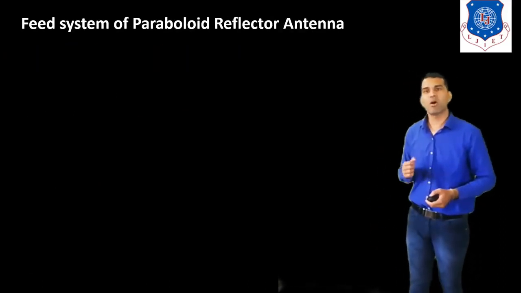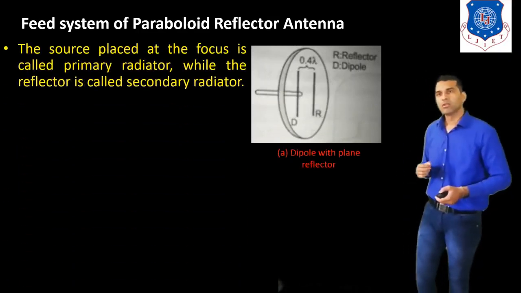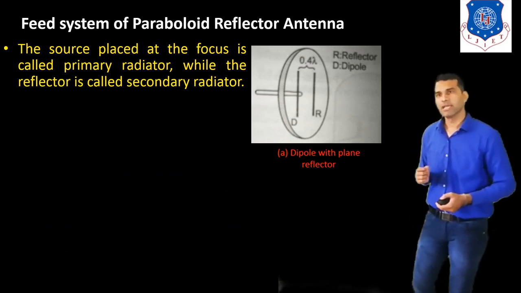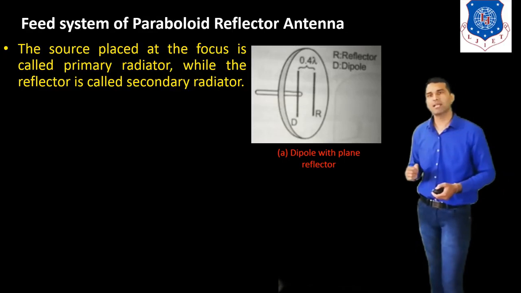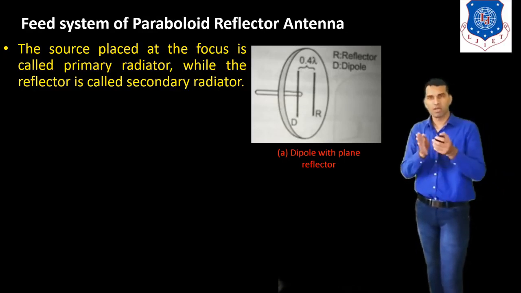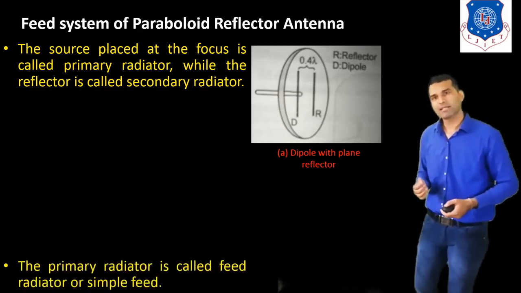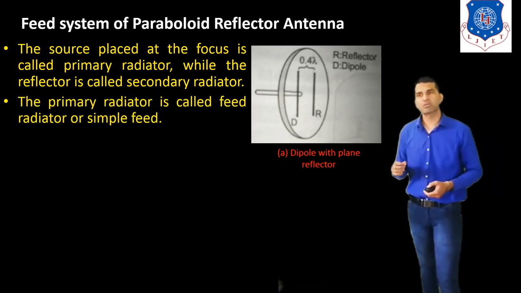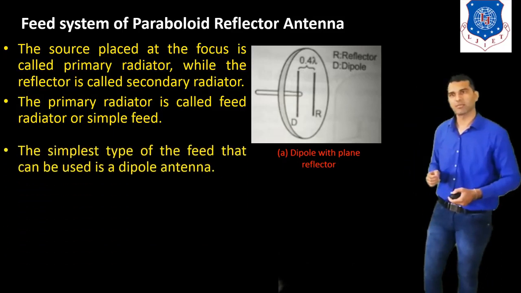Now, the feed system of the paraboloid reflector antenna. The source placed at the focus is called the primary radiator, while the reflector is called the secondary radiator. We know that the source we have placed is known as the primary antenna, and the reflector is known as the secondary antenna. The primary radiator is called a feed radiator, or simply feed.